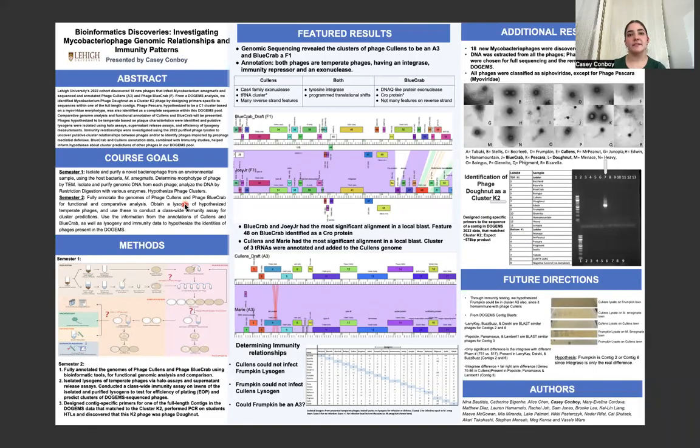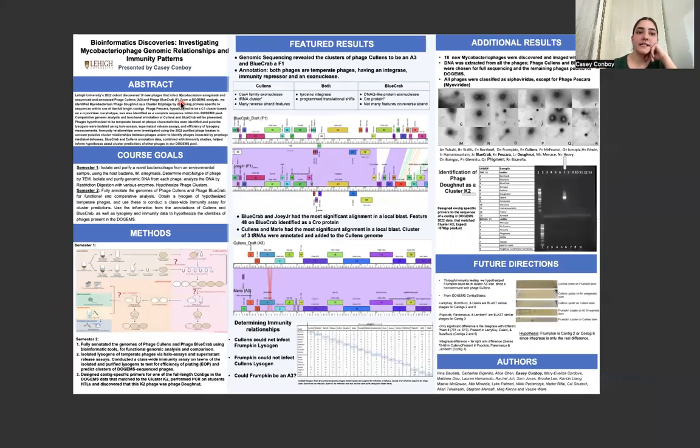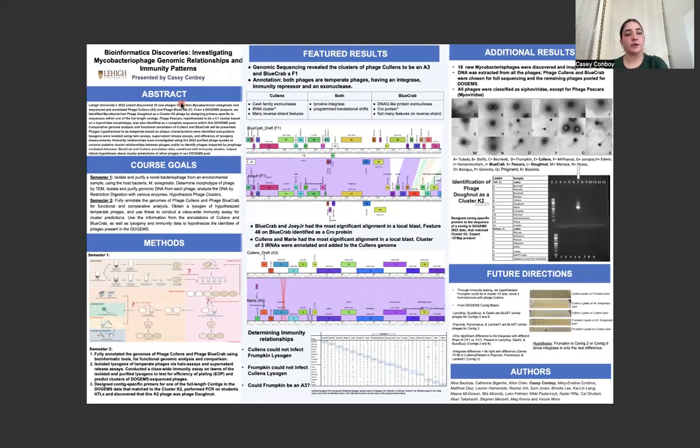I'm Casey Comboy. I'm a second-year student here at Lehigh University, where I'm studying biochemistry, and where I was also part of the CPhages 2022 cohort, as led by Dr. Vassie Ware, Dr. Margaret Kenna, and our graduate student, Stephen Mensa. Today, I'm going to be presenting and sharing with you the work of my cohort, specifically in bioinformatic discoveries, investigating mycobacteriophage genomic relationships and immunity patterns.